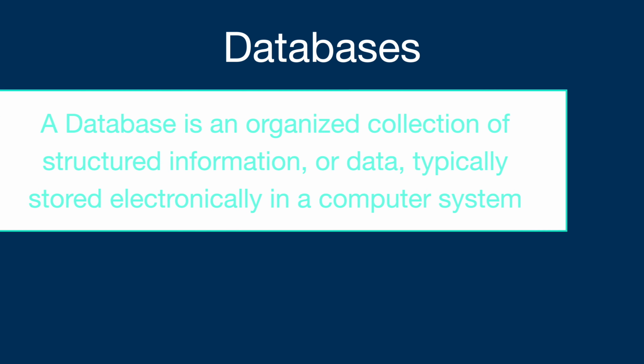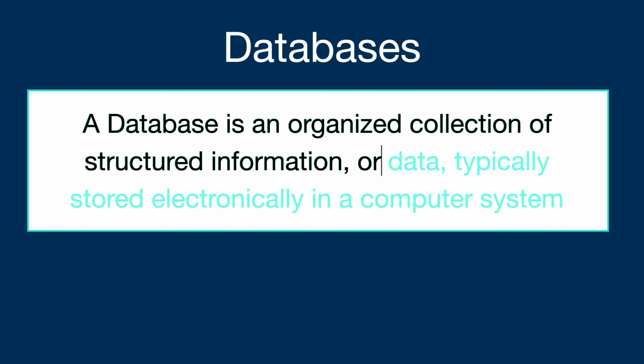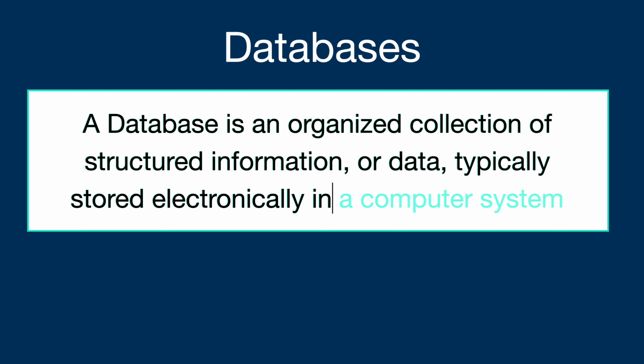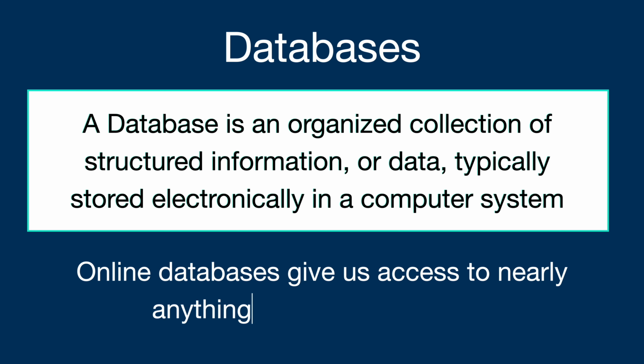So what even is a database? Just real quickly, a database is an organized collection of structured information or data, typically stored electronically in a computer system. A shorter way to think of that is it's just a digital place to store data, and it's usually organized. What this has done is that online databases have given us access to nearly anything that we need to find. Pretty much any company you can think of is taking in as much data as possible. Let's look at some examples.